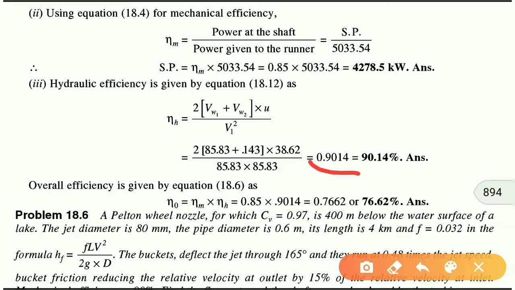And the last thing is the overall efficiency, which is the product of the mechanical efficiency and hydraulic efficiency. We know the mechanical efficiency as 0.85 and the hydraulic efficiency we have just calculated. So their product will be equal to 0.7662, which can be represented as 76.62%.